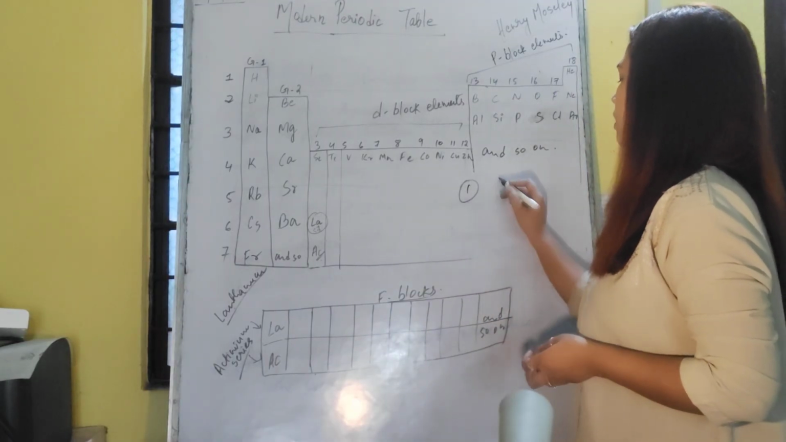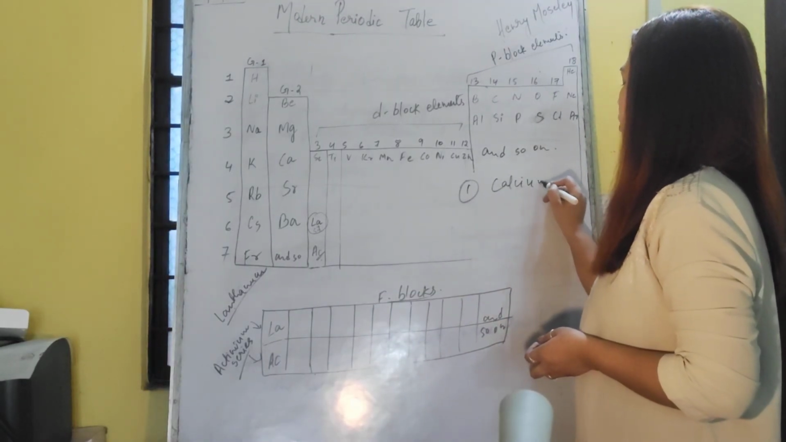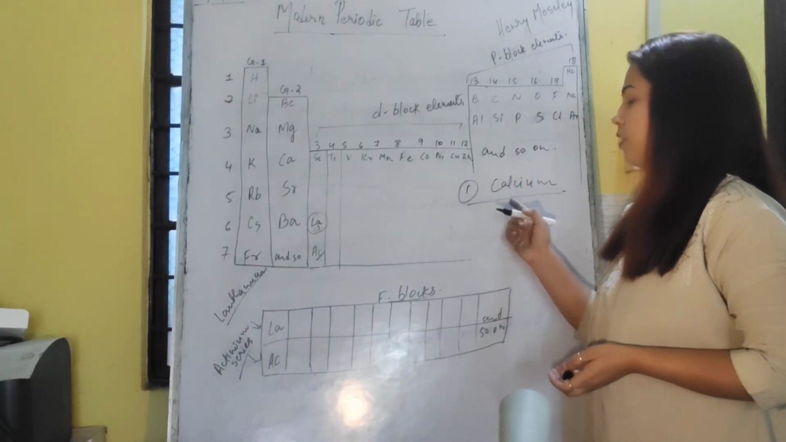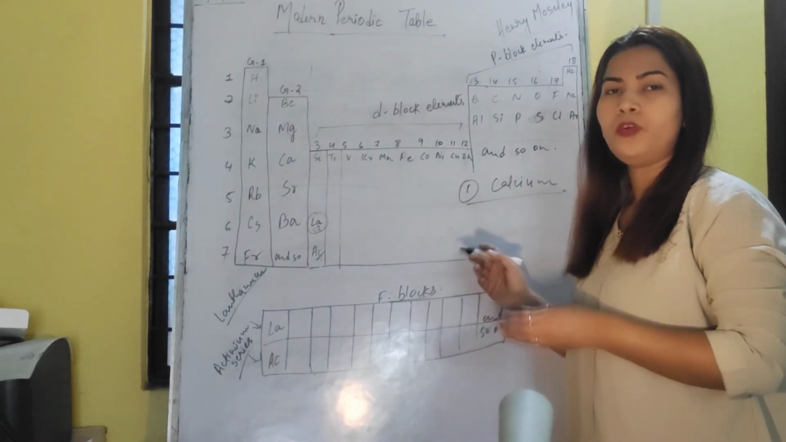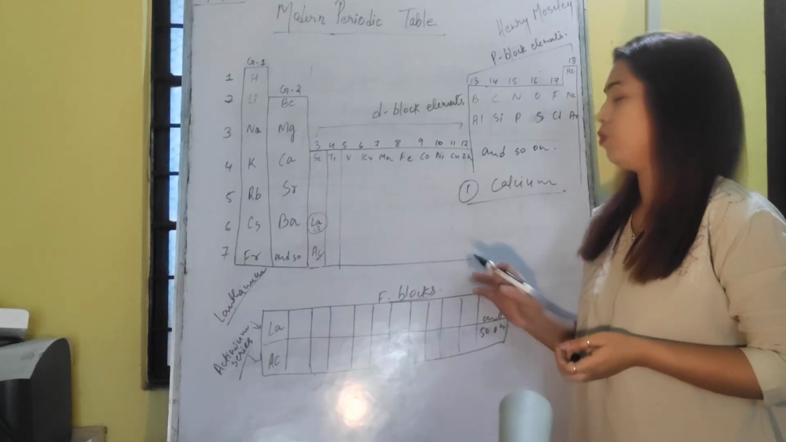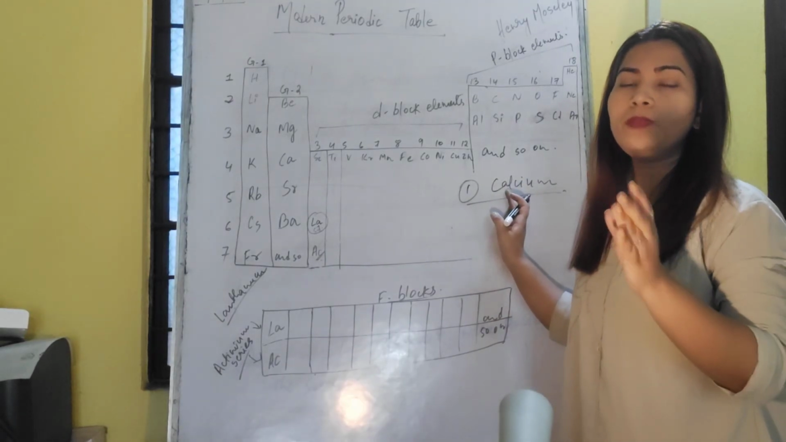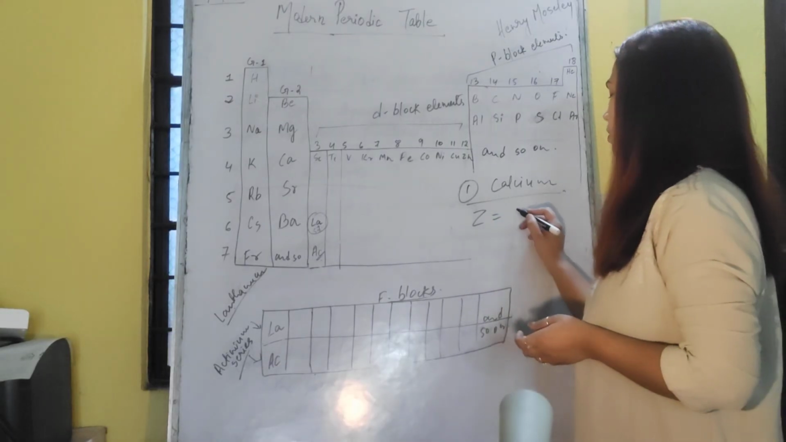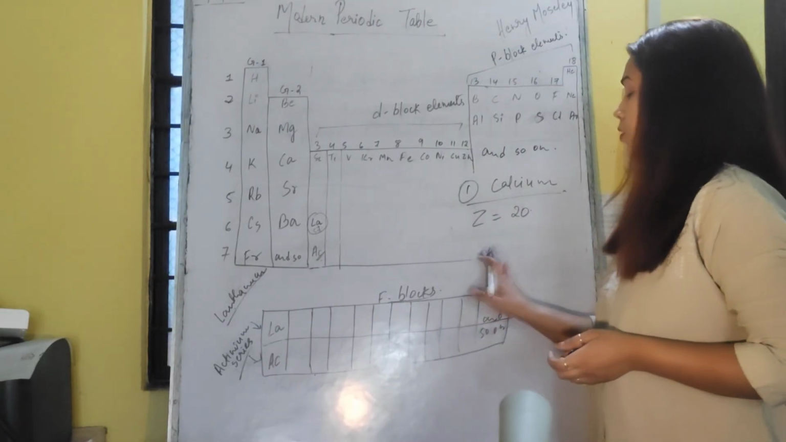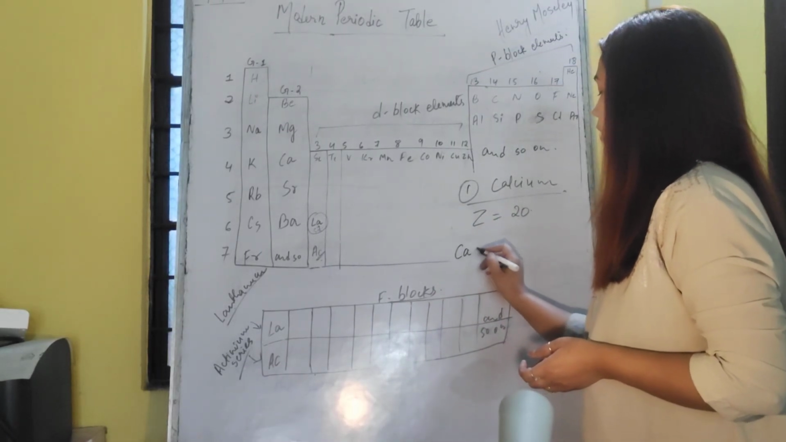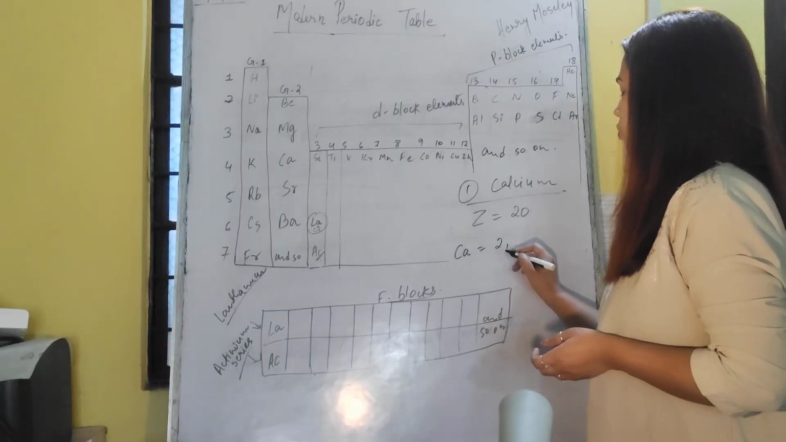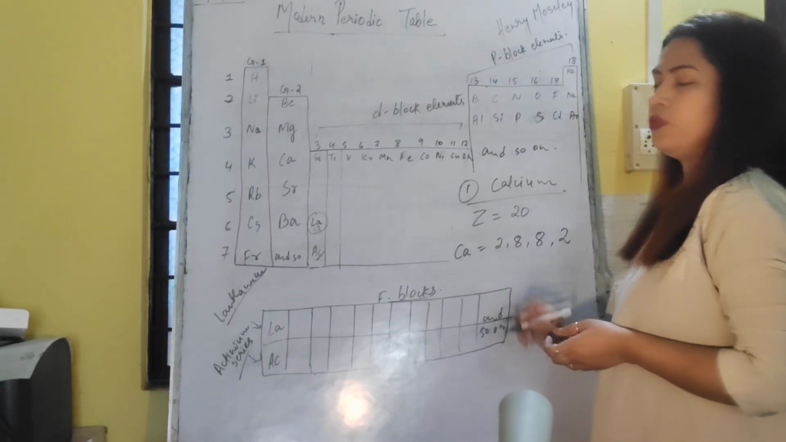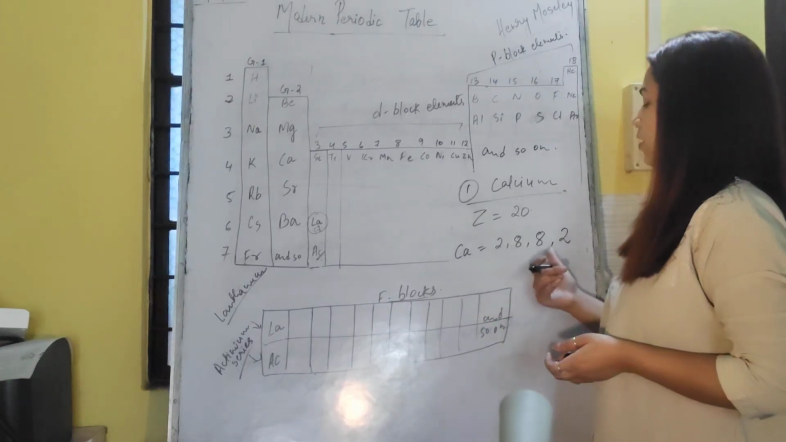Suppose there is calcium. They may ask what is the group number or what is the period number of calcium. To find the group or period of calcium, first we have to know the atomic number of calcium. We all know that the atomic number of calcium is 20. If you write the configuration, it will be 2, 8, 8, 2. This is the electronic configuration of calcium.